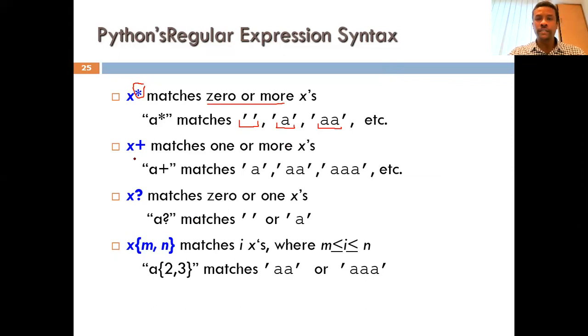The other one is, instead of asterisk, we have a plus. So the difference between asterisk and plus is one or more times. Mind you, asterisk allows it not to appear.